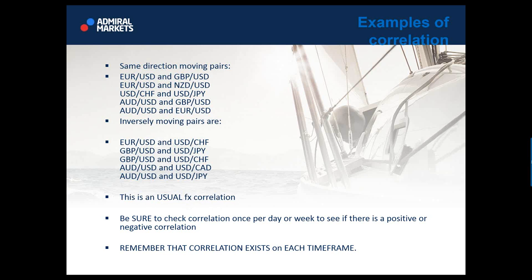Same direction moving pairs are euro dollar, pound dollar, euro dollar, New Zealand dollar, dollar Swissy, dollar yen, Aussie and GBP Aussie, Australian dollar, euro. So those are usual correlations, and I say it can be either positive or negative, but usually they move in this direction. That is why we have a great tool to use, and be sure to check correlation once per day. If you are trading on an intraday time frame, then definitely, guys, use the correlation table. It is suited for intraday, and that is, as you already know, the 1-hour time frame.